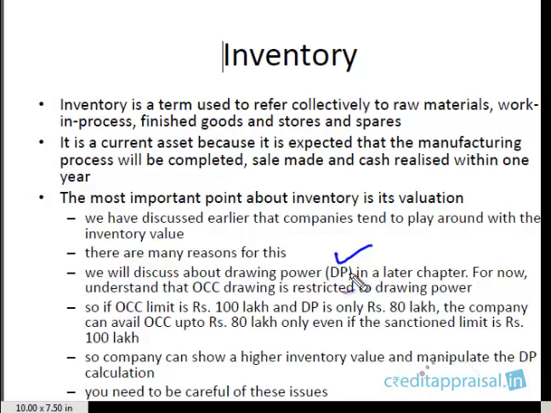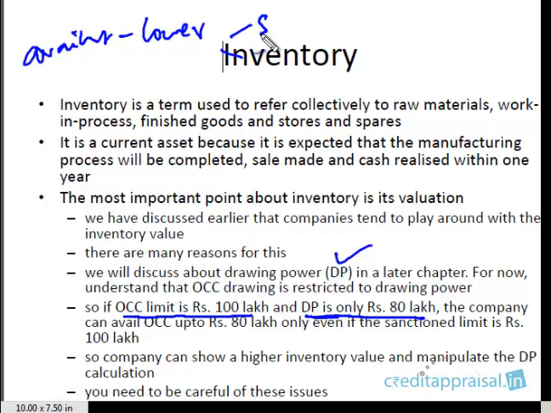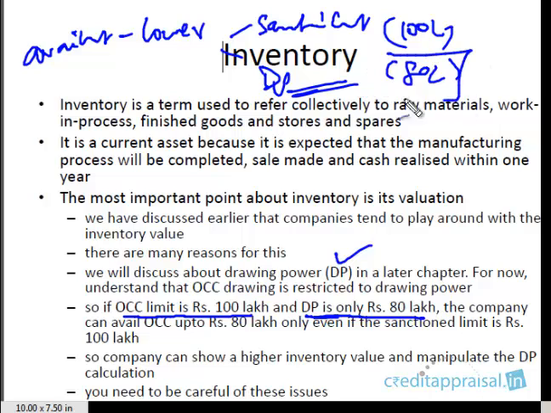One is the DP calculation. We are going to see in a later chapter that just because you have a CC limit of 100 lakhs is not good enough. The bank is not going to allow you to avail the CC limit of 100 lakhs even though you have a sanction limit. There is something called DP, and we will see the DP calculation later. If the DP is only 80 lakhs, the bank is going to allow only 80 lakhs even though you have a sanction limit of 100 lakhs. So your availment is always restricted to the lower of either the sanction limit or DP. They're not going to allow you to withdraw the entire 100 lakhs.